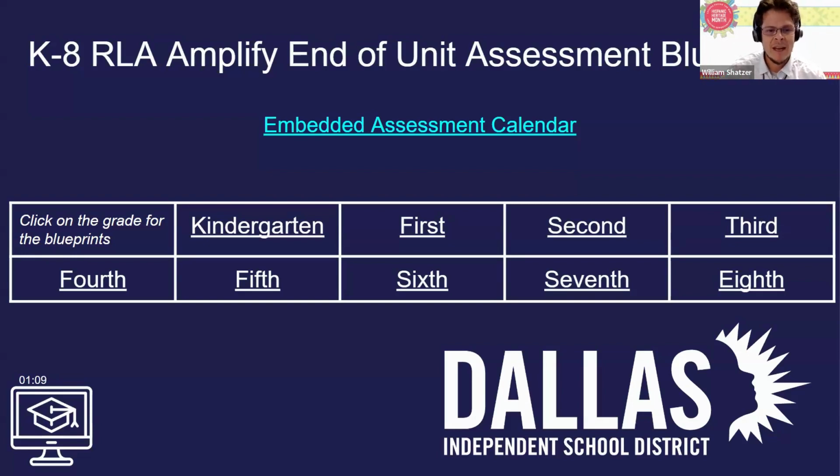So the embedded assessment calendar is linked on there, and each blueprint is linked on there for each grade level. If we were to pull one of those up, for instance, 4th or 5th grade, they have the unit assessment blueprint right now for Unit 3. So when you're taking a look at your unit assessment blueprints, the information that you're going to find on there are the standards that are tested in that assessment, the item types that are used on that assessment, and some really good information if you're trying to backwards plan for that end of unit assessment within Amplify.